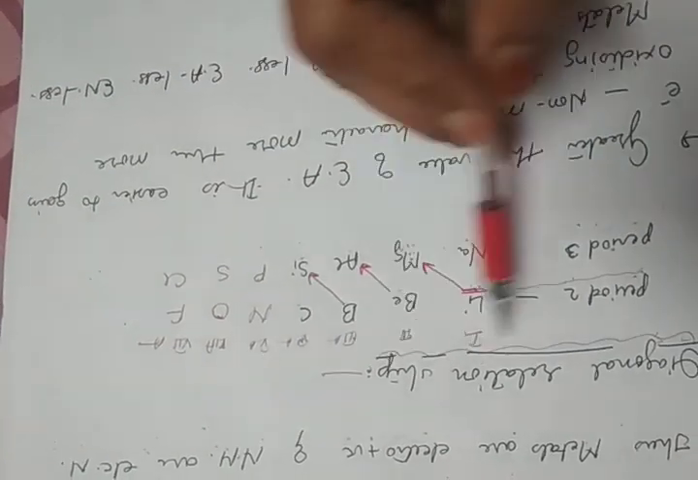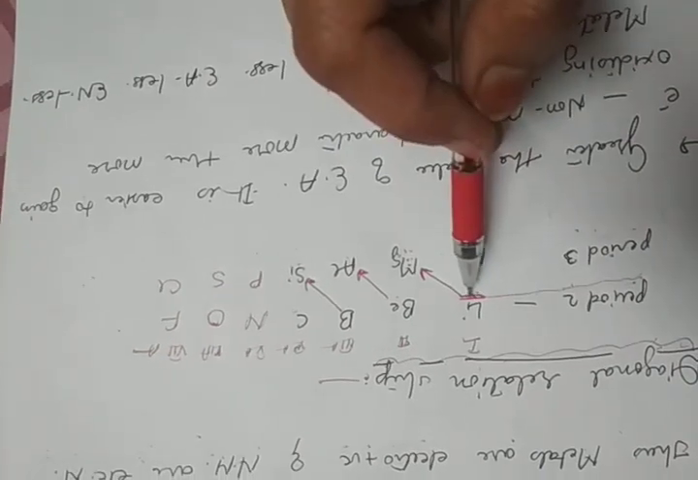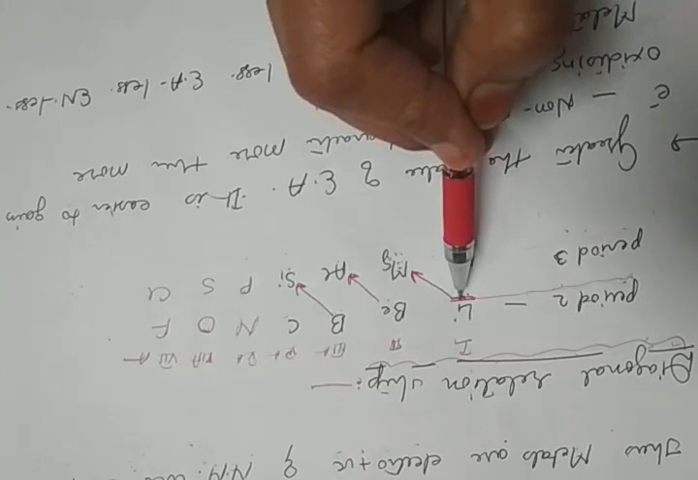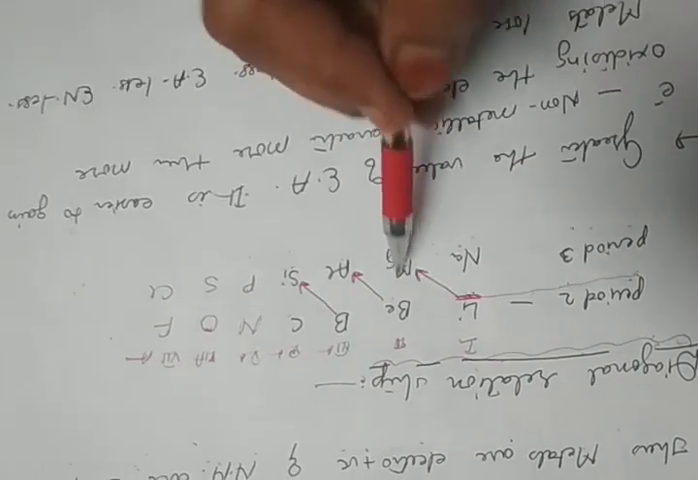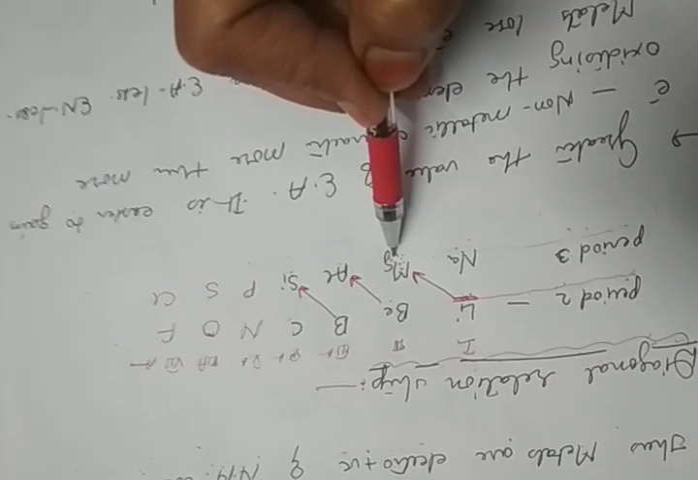I repeat again, diagonal relationship. Diagonal relationship can be defined as: the elements of the second period have some similar properties with the next group of the third period elements. This relationship is called a diagonal relationship.